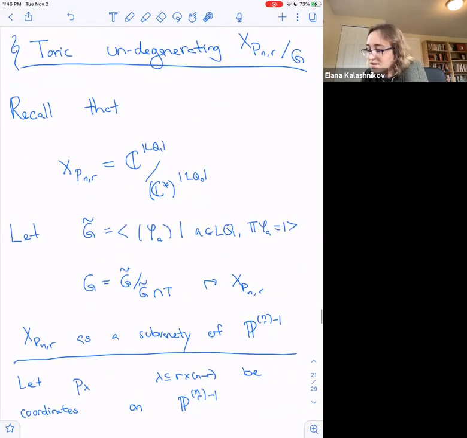So let's go back to how you describe XPNR, because that's going to be important to unwinding the toric degeneration. I told you what the weight matrix was, which means I told you how to write this down as a GIT quotient. So it's, as always for a toric variety, the GIT quotient of a vector space where the basis is indexed by arrows of the ladder quiver, modulo a torus of dimension equal to the number of vertices of the ladder quiver.